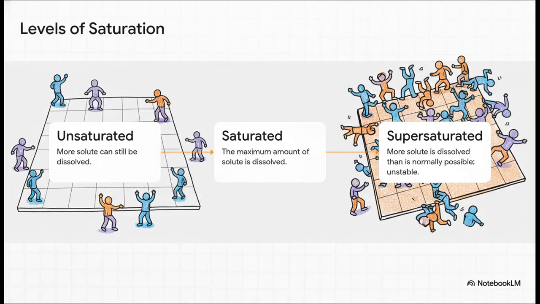It's wild. And solutions aren't all the same strengths either. They have different levels of concentration. Think of it like a dance floor at a party. An unsaturated solution, that's a party with tons of room to dance. You could easily invite more people, more solute to join in. Now, a saturated solution is when that dance floor is packed. It's at max capacity. No more dancers can squeeze in. And then you have supersaturated. This is a really unstable situation where you've somehow crammed way more dancers onto the floor than should be possible. It's so delicate that one wrong move, and bam, everyone comes crashing out.